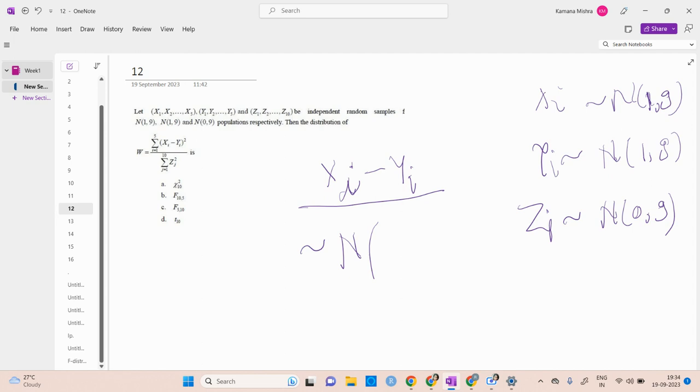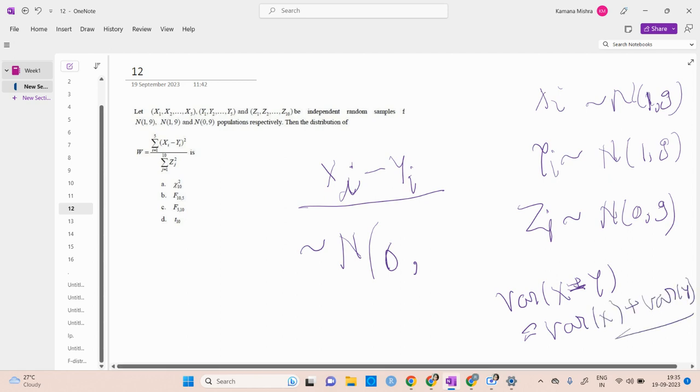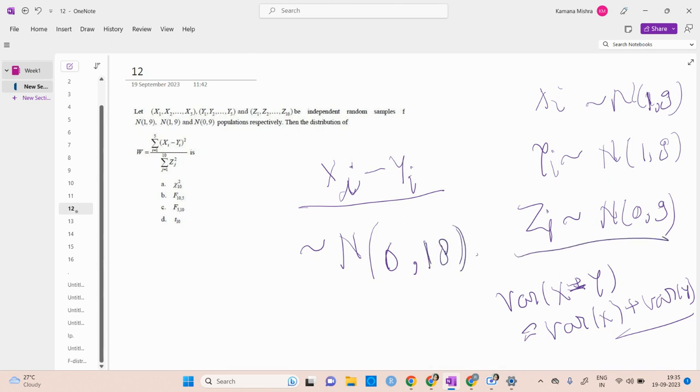So xi minus yi, let's say x1 minus y1, will follow 1 minus 1 for the mean; means subtract and variances add. So the variance of x plus y or x minus y, it doesn't matter, it is always the variance of x plus the variance of y, right? So this is N(0, 18), and zi follows N(0, 1). So the summation is of squares.